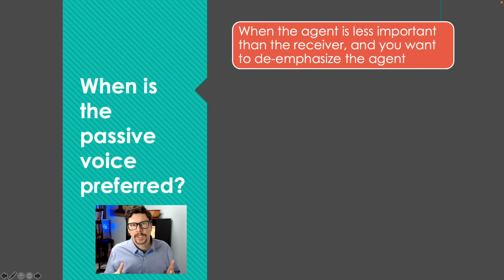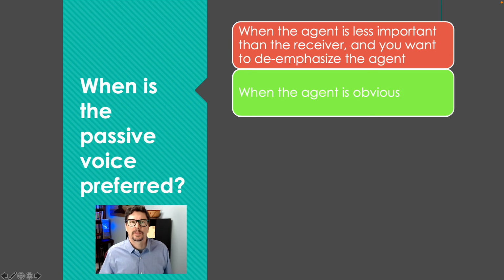A second situation in which the passive voice is preferred is when the agent is obvious. Now this also goes along with materials and methods. When you're writing the materials and methods and you're talking about how the experiments were done, it's obvious that it's the authors of the paper that were the agents of that action. So you don't need to state that.